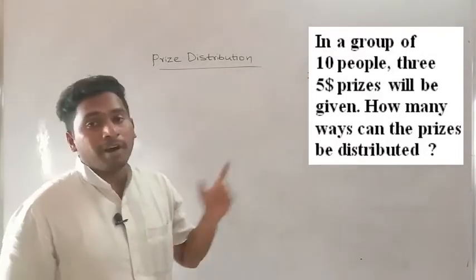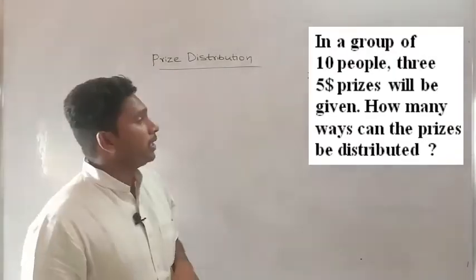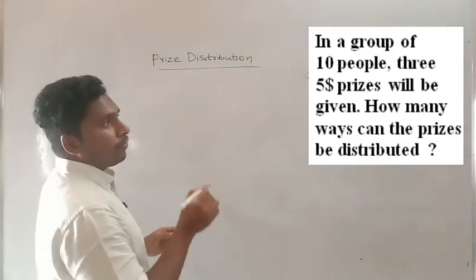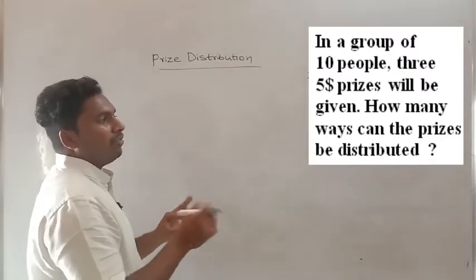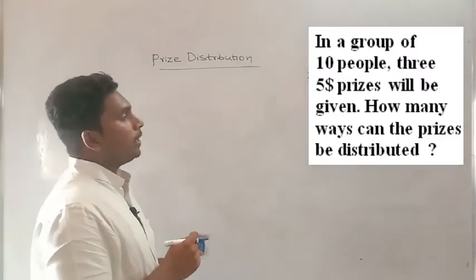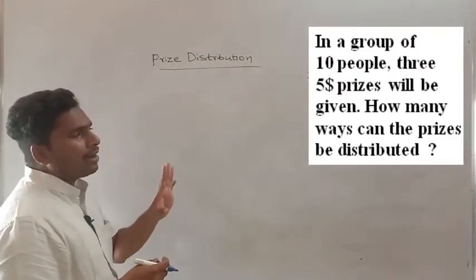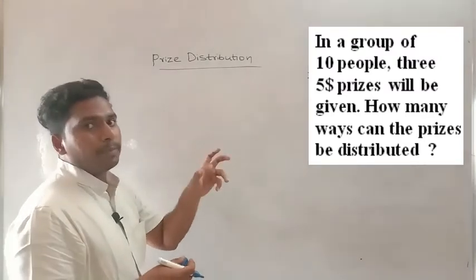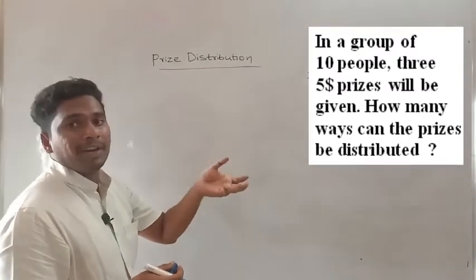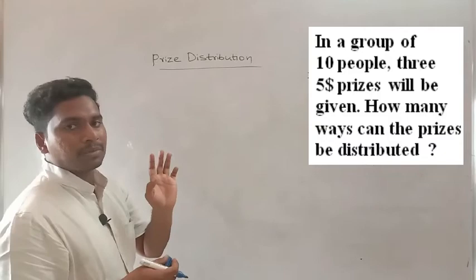Now let us solve one more problem of the same topic. In a group of 10 people, 3 $5 prizes will be given. How many ways can the prizes be distributed? Here all are $5 prizes, so out of the 10 people, any 3 will be given $5 prizes.